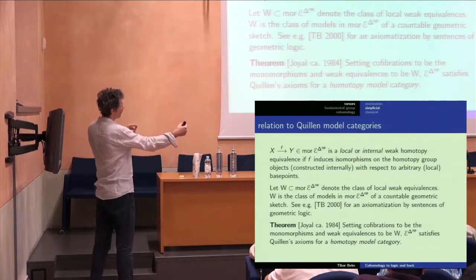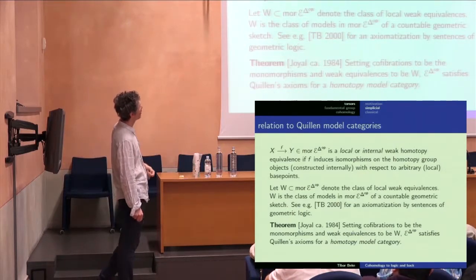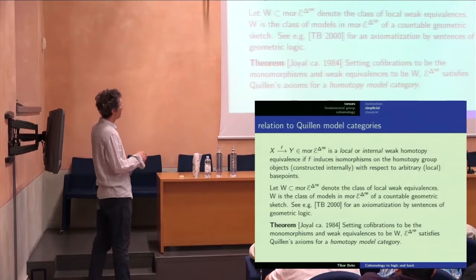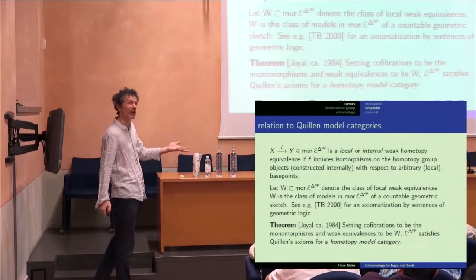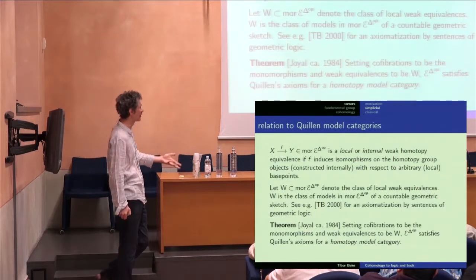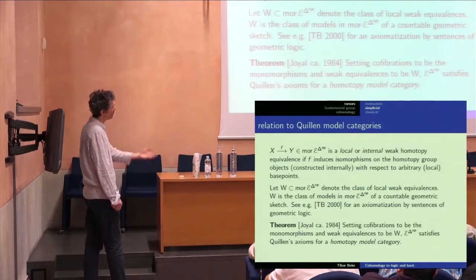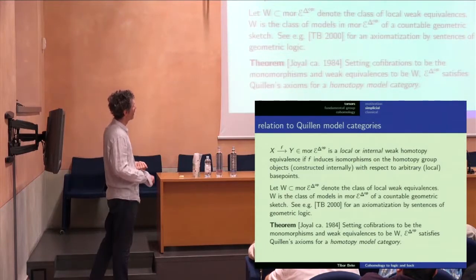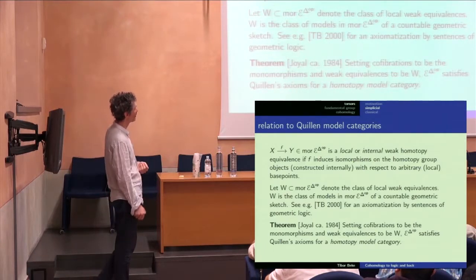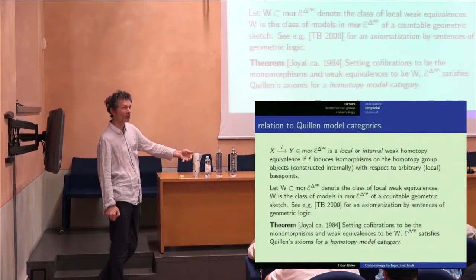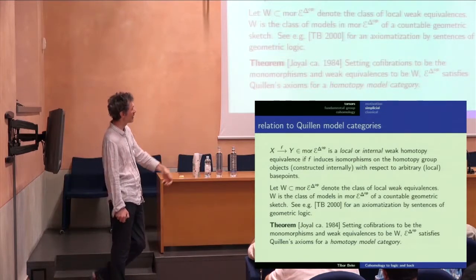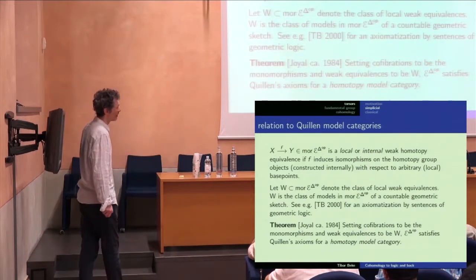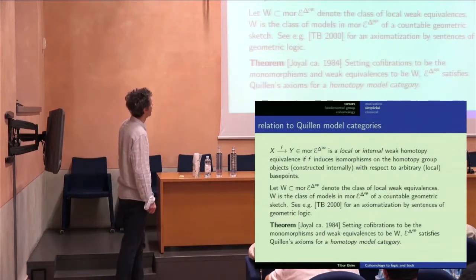Instead of triangles, you have cofibration and fibration sequences. Quillen wrote down axioms, these are analogous to the axioms for triangulated categories, if that helps. That works in the non-additive setting as well, and he called it a homotopy model category, meaning here you can do formal homotopy theory the same way that you can formally do homological algebra in a triangulated category.